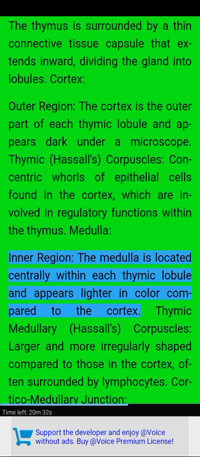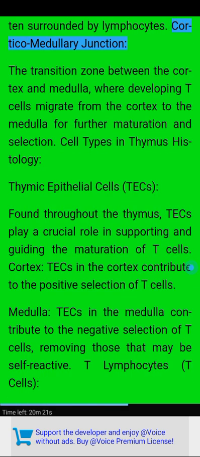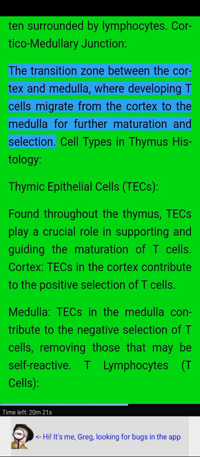Medulla, inner region: the medulla is located centrally within each thymic lobule and appears lighter in color compared to the cortex. Thymic medullary corpuscles: larger and more irregularly shaped compared to those in the cortex, often surrounded by lymphocytes. Corticomedullary junction: the transition zone between the cortex and medulla, where developing T cells migrate from the cortex to the medulla for further maturation and selection.